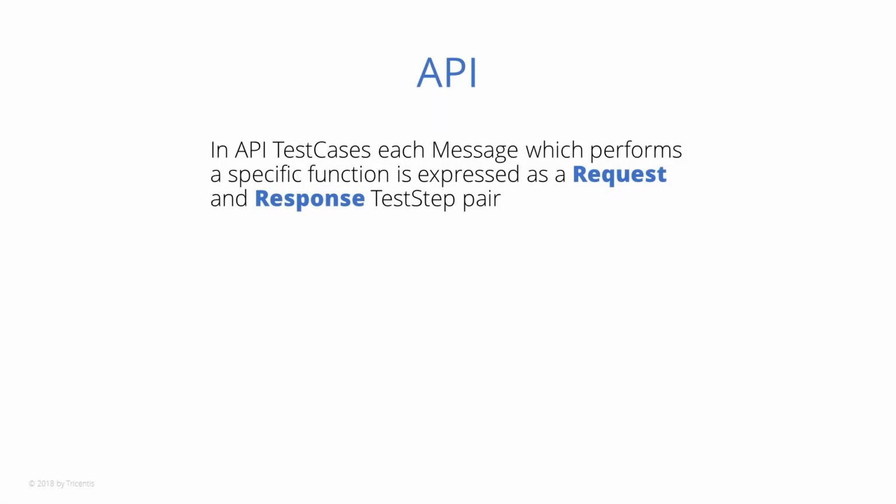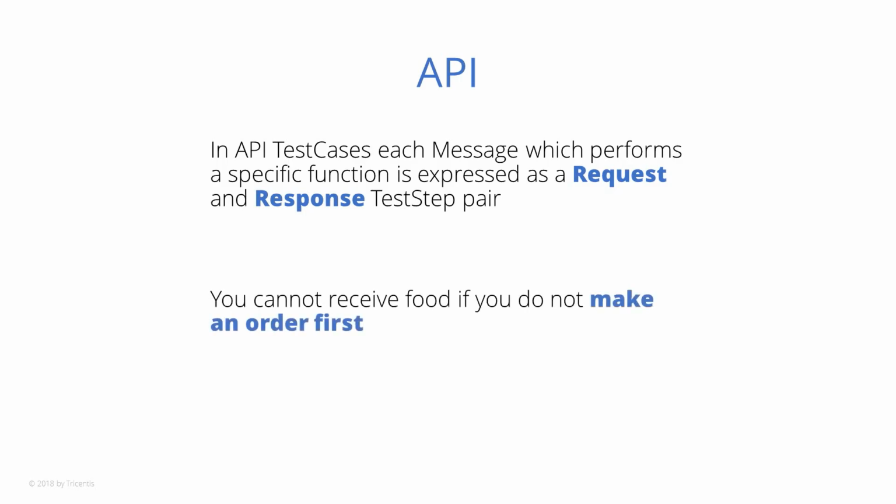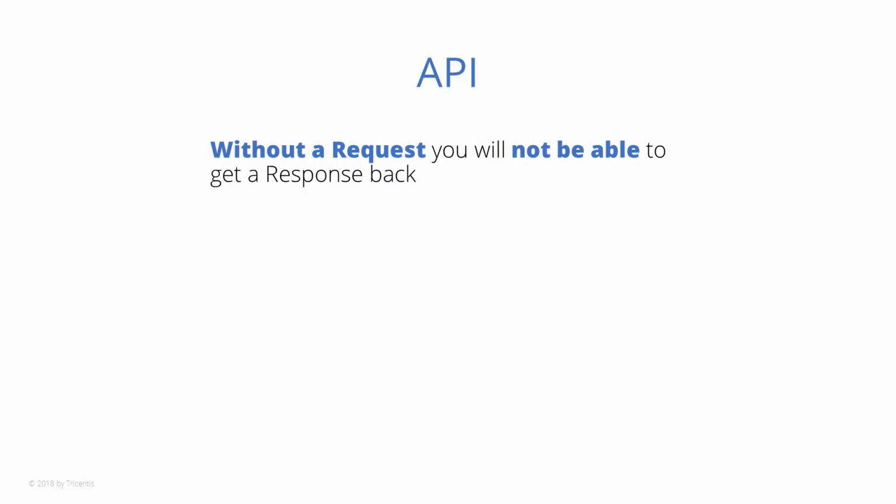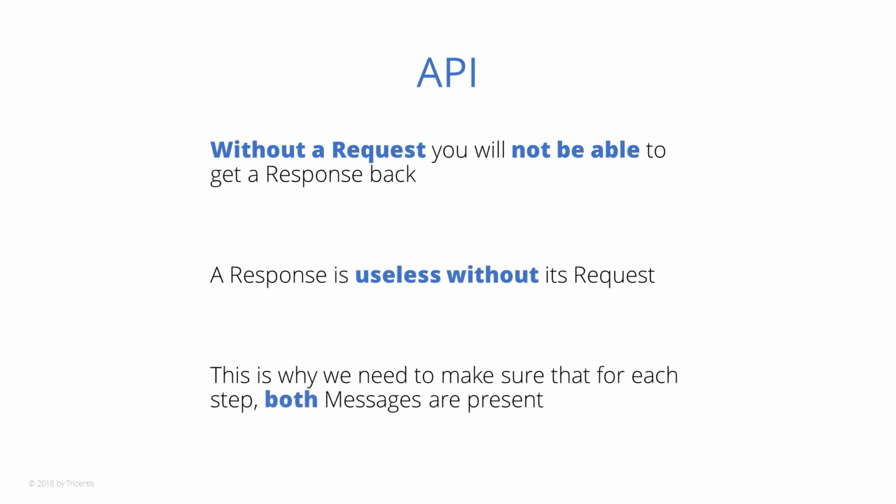There is one important difference regarding UI test cases to remember. In API test cases, each message which performs a specific function is expressed as a request and response test step pair. This is because, like in our restaurant example, you cannot receive food if you don't make an order first. Once you've placed your order, you will expect to receive some kind of response back. Likewise for API, without a request, you won't be getting a response back, and a response is useless without its request. This is why we need to make sure that for each step they are both present.